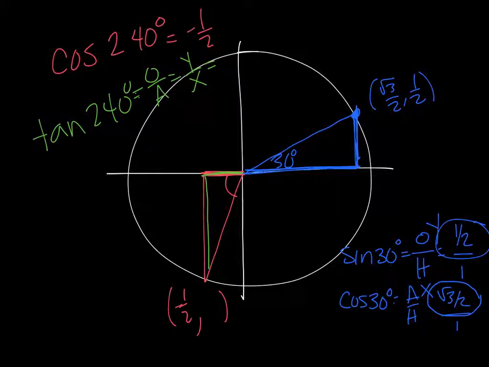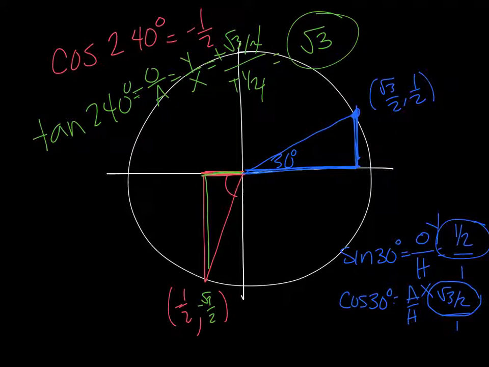Okay, now let's just finish here. X is negative 1/2, y is negative root 3 over 2. And so if I look, it's the y value, so it's negative root 3 over 2 over the x value, negative 1/2. Okay, my negatives cancel. My denominators cancel, so I get basically just a square root of 3. So tangent of 240 degrees is the square root of 3.